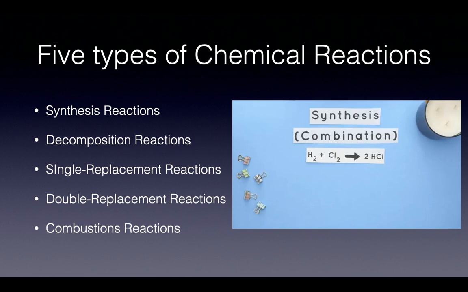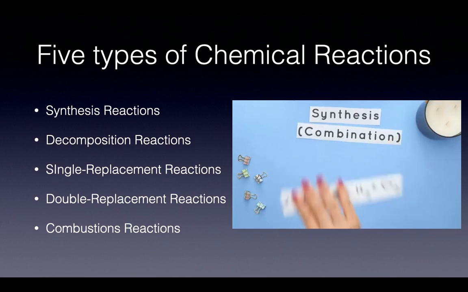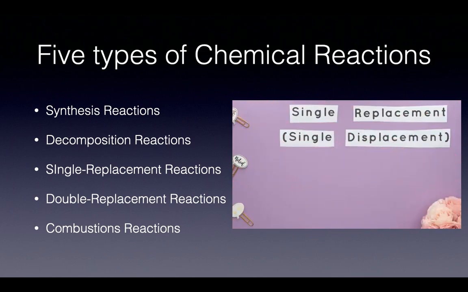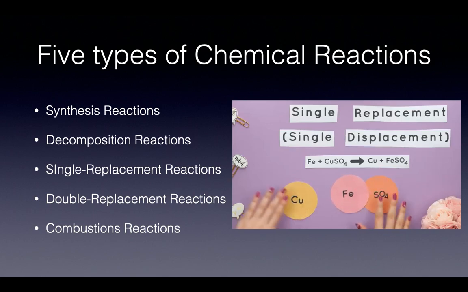Now, if we flip this synthesis reaction, you'll see it's now a decomposition reaction. Because in a decomposition reaction, you have one reactant that is being broken apart into multiple products. The next reaction is a single replacement or a single displacement reaction. Here's an example. Our reactants are 1 element plus 1 compound, and those form 1 element plus another compound. Notice that we are just switching the metals to form our new products.